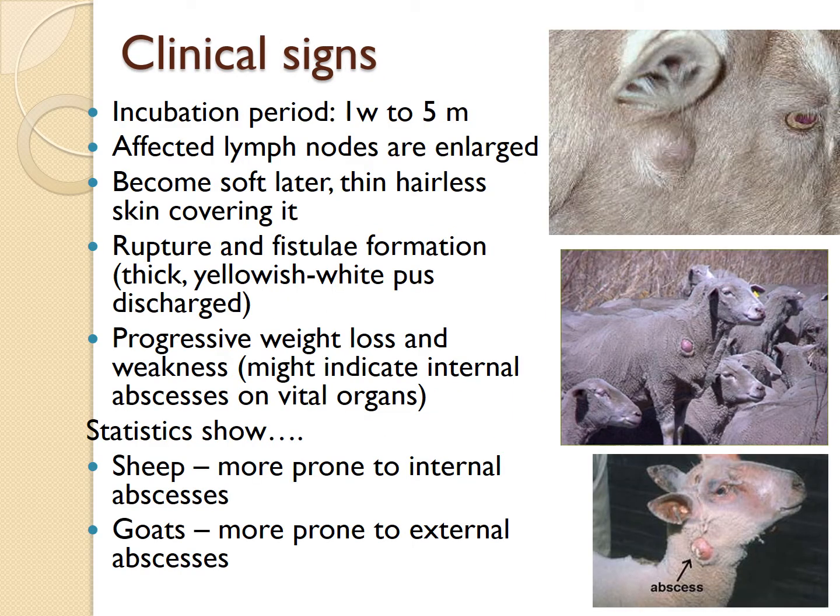Incubation period can be anything from 1 week to 5 months. Affected lymph nodes enlarge and eventually rupture to discharge a thick yellowish-white pus. Animals lose weight and become progressively weaker. This could also be an indication of abscesses in internal organs. According to statistics, sheep are more prone to internal abscesses and goats to external abscesses.